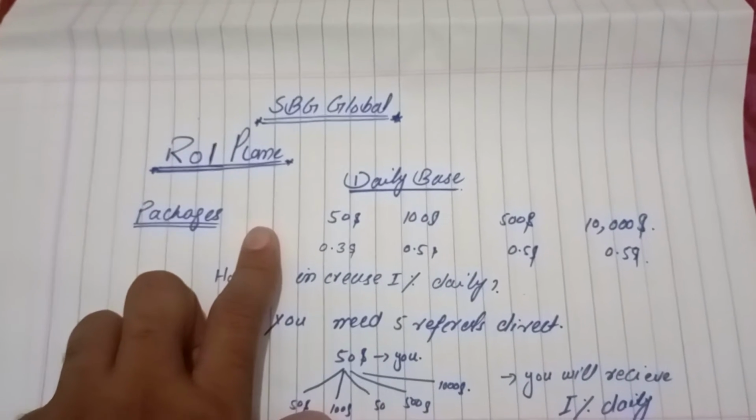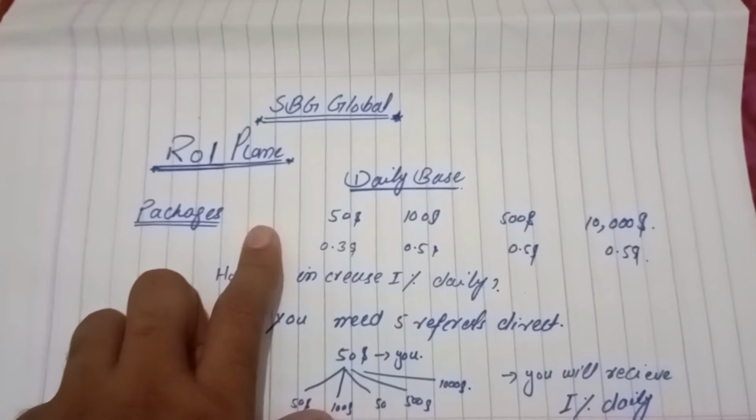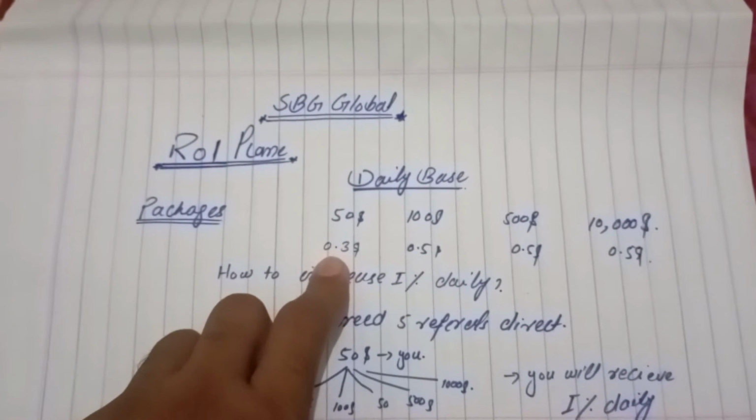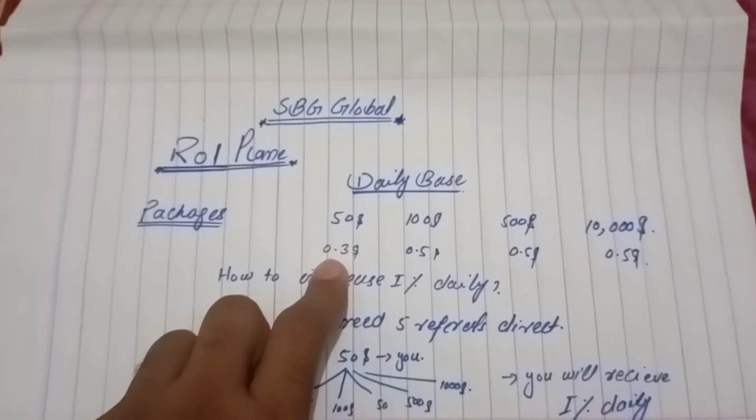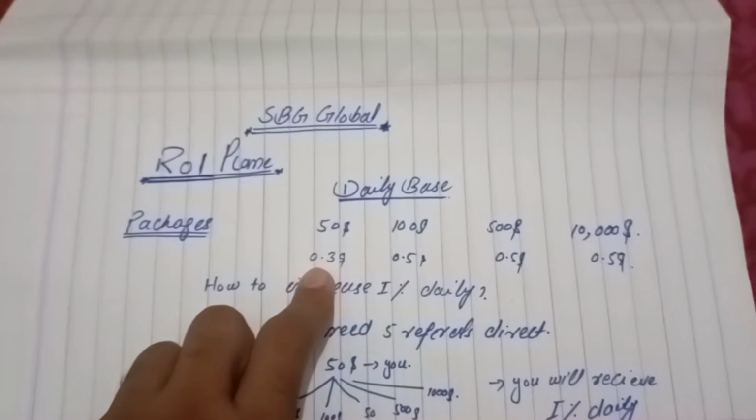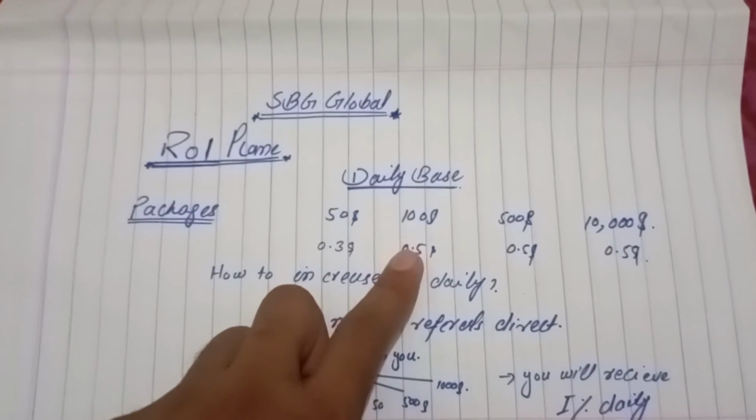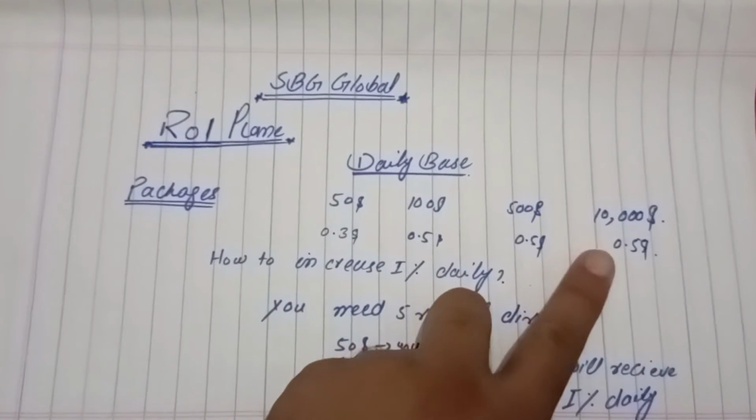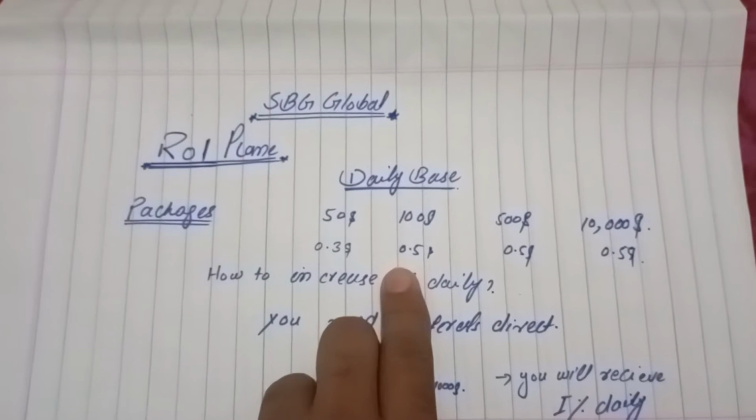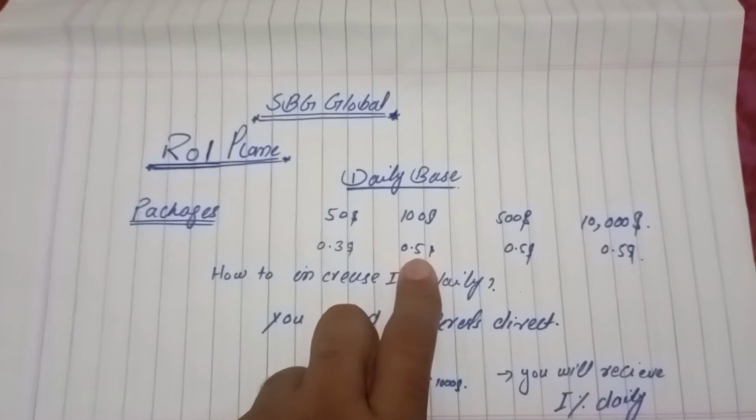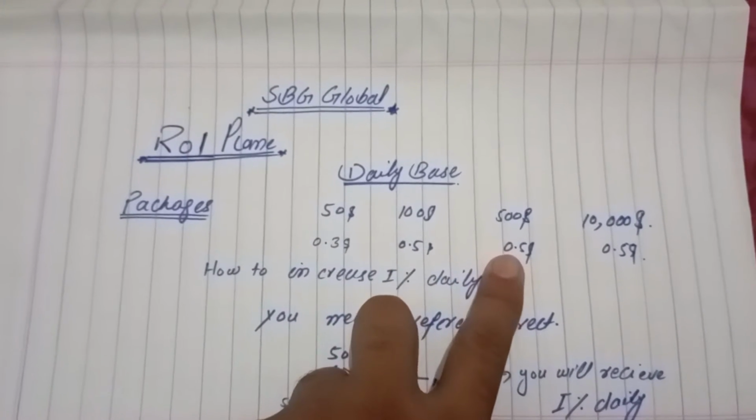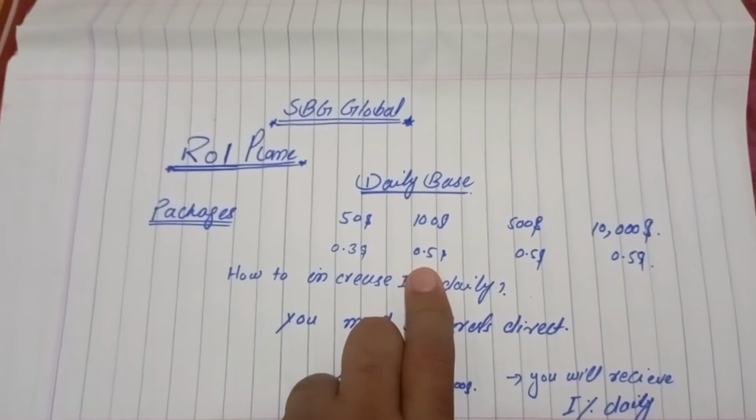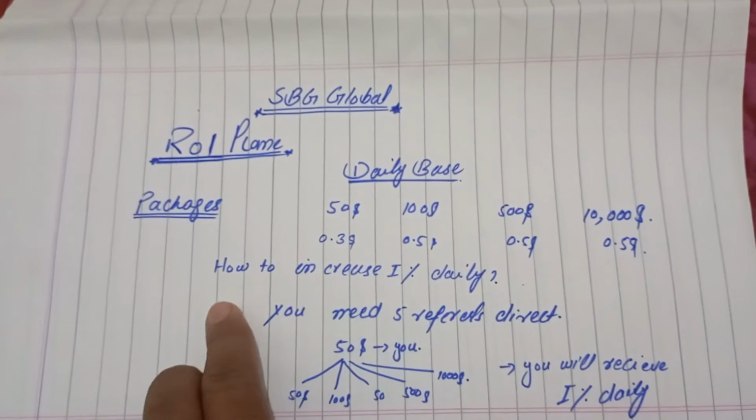If he has selected a package of $50, he will get $0.3 on a daily basis, and the total profit is 300%, which he will receive in 900 days. If he buys a $100 package, or $500 package, or $10,000 package, he can get a daily profit of 0.5%, and he will get the 300% in the next 600 days.